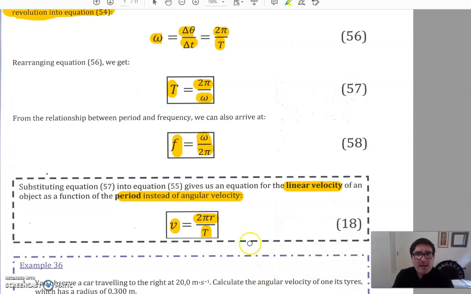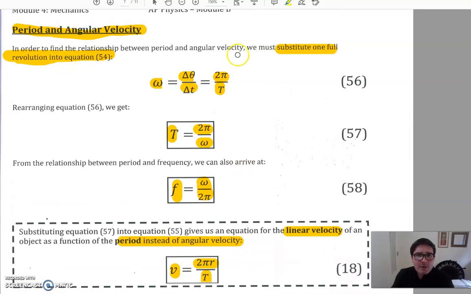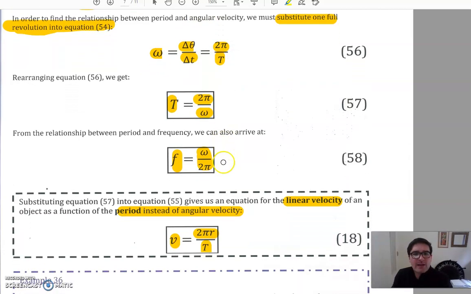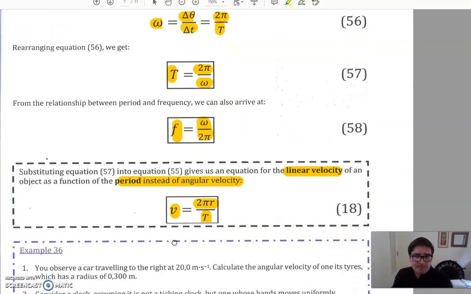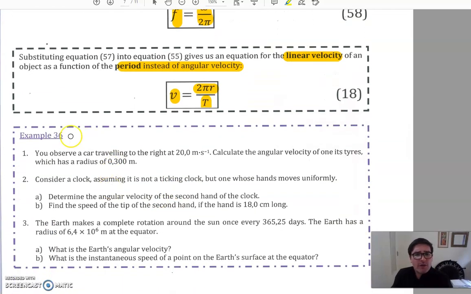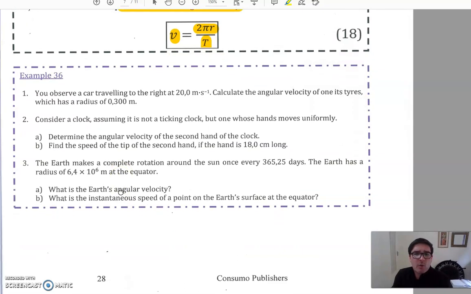Very straightforward. Now, this derivation, it's important that you know this. You should be able to show how we can get our angular velocity in terms of period and eventually relate that to linear velocity. So in the next video, I will be dealing with the examples, example 36, which is dealt with on page 28.